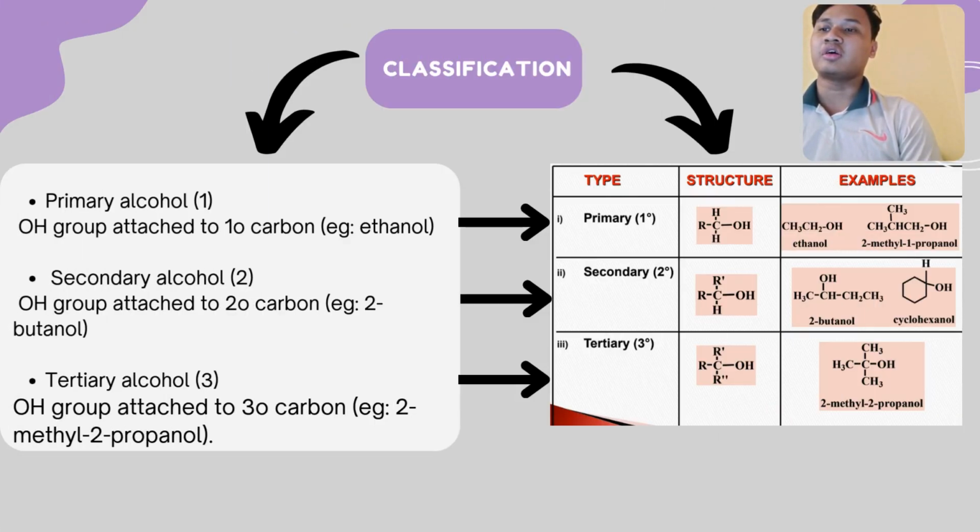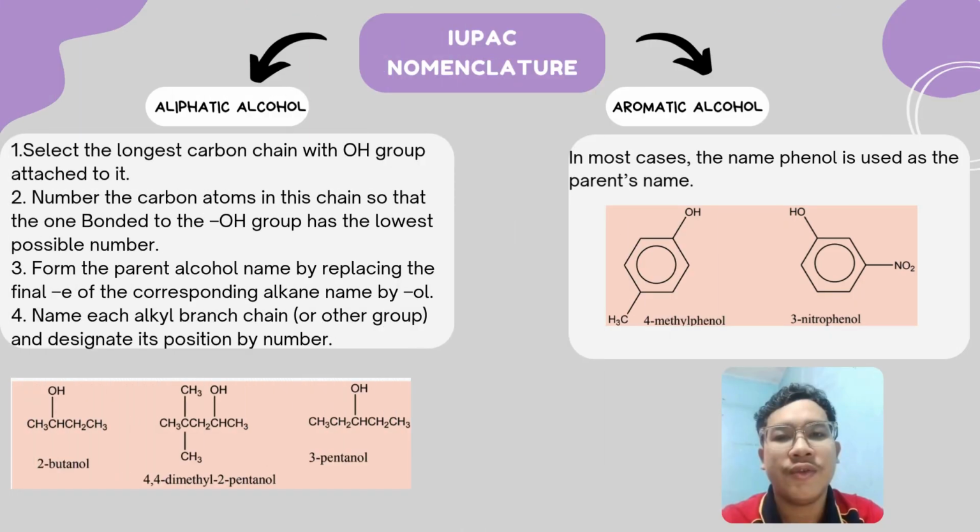Firstly, primary alcohol, which is an OH group attached to a single atom of carbon. For example, ethanol. Secondly, secondary alcohol, which is an OH group attached to two atoms of carbon. For example, 2-butanol. For the last one, tertiary alcohol, which is an OH group attached to 3 atoms of carbon. For example, 2-methyl propanol.